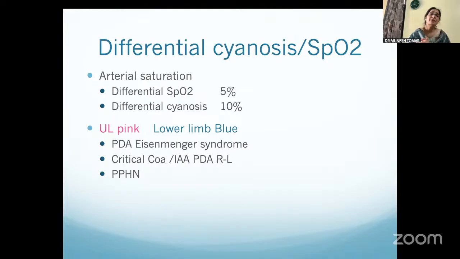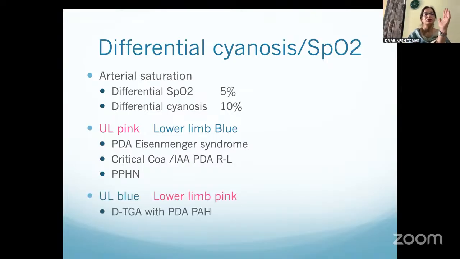In grown-up babies, PDA Eisenmenger will be the reason. When the upper limb is comparatively blue, with saturation lower in comparison to the lower limb, then that is transposition of the great vessels with PDA, again with pulmonary arterial hypertension. So pulmonary hypertension with PDA is the setting whenever there is talk of differential cyanosis.